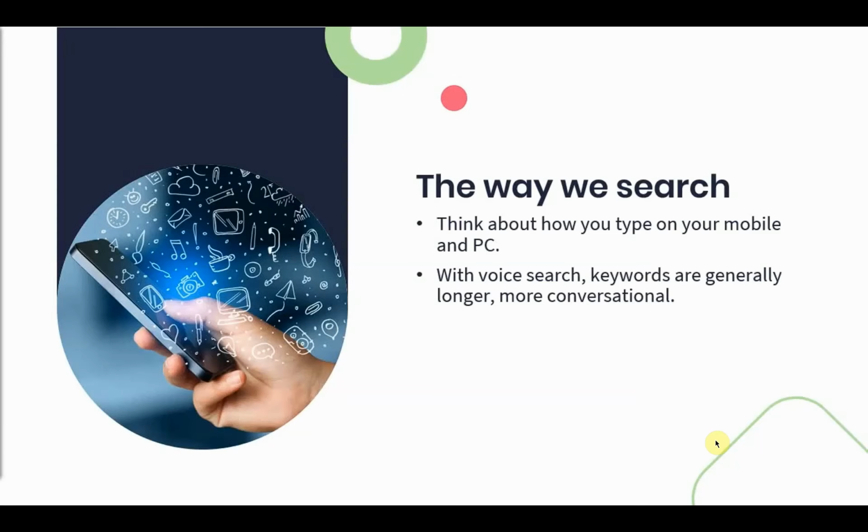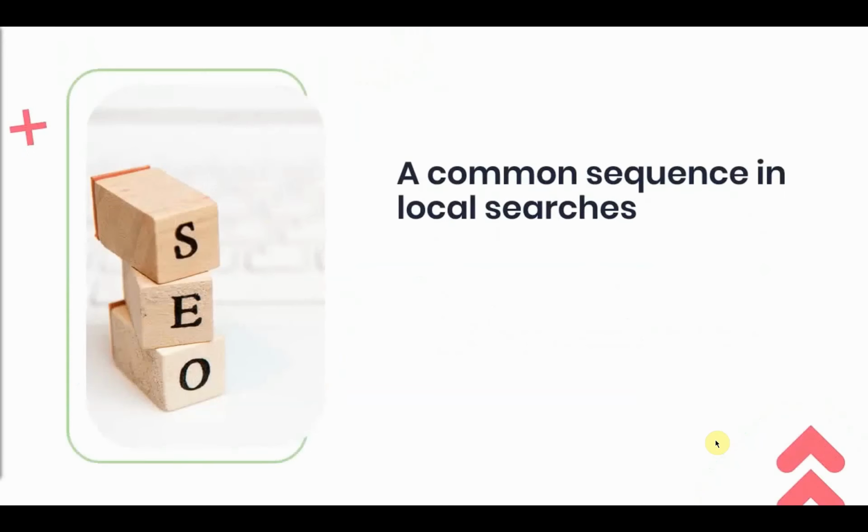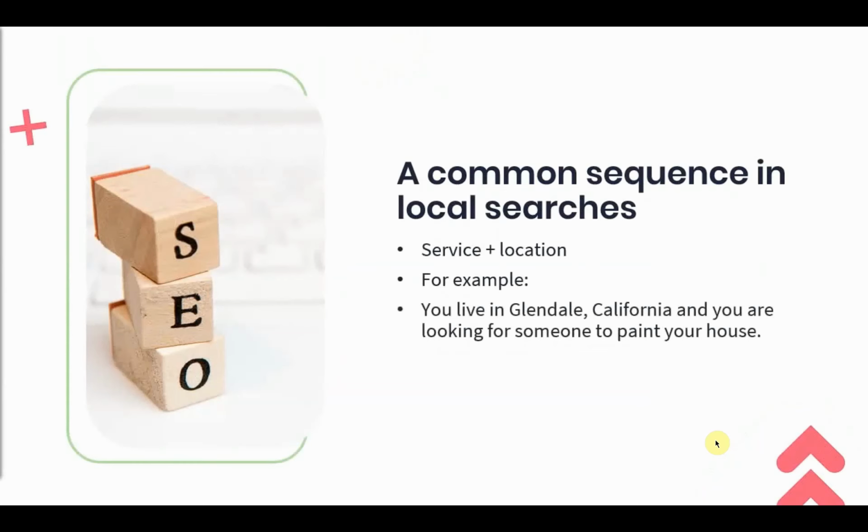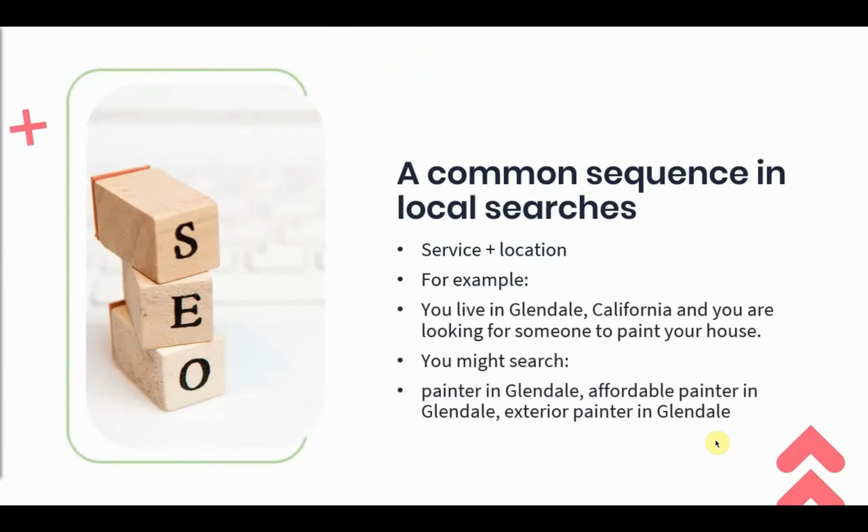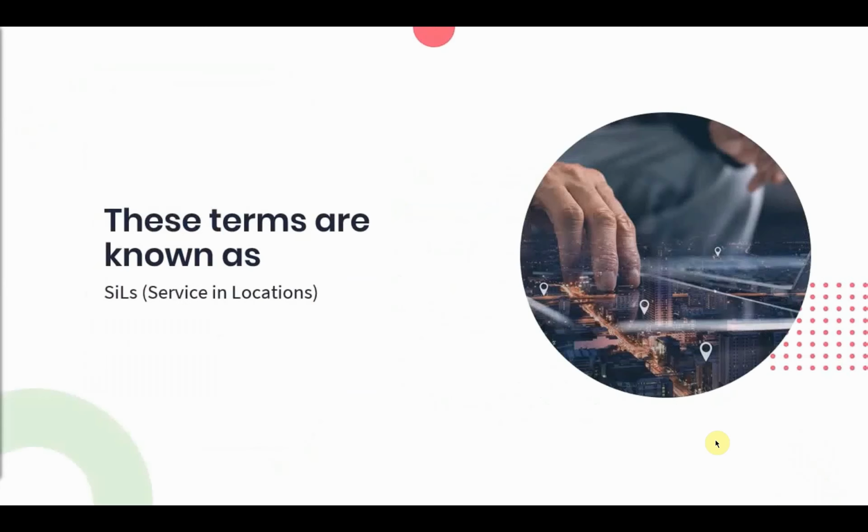A common sequence in local searches that has been identified is service plus location. For example, you live in Glendale, California, and you are looking for someone to paint your house. So you might search painter in Glendale, or affordable painter in Glendale, exterior painter in Glendale, etc. So it is the service that you are looking for plus the location. Now, these terms are known as SILs, or rather service in locations.